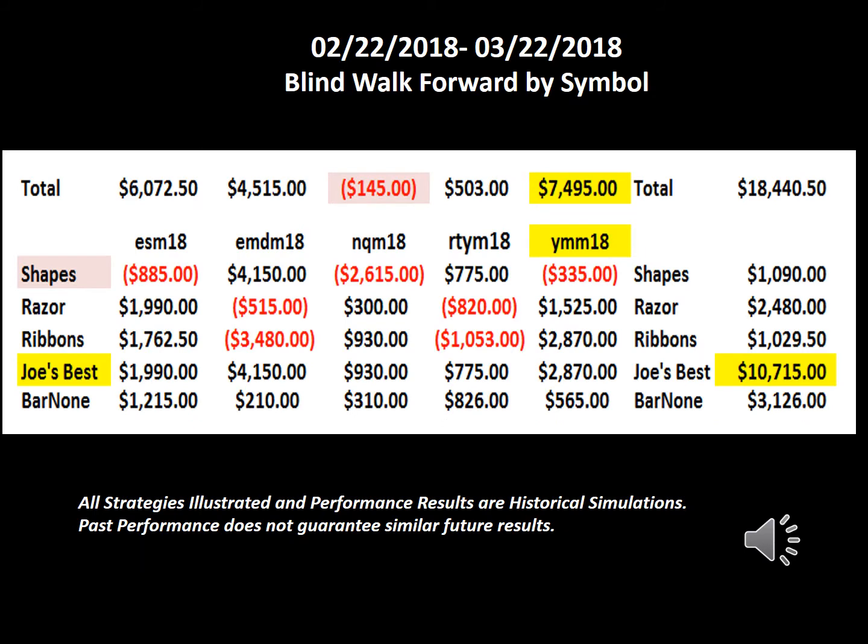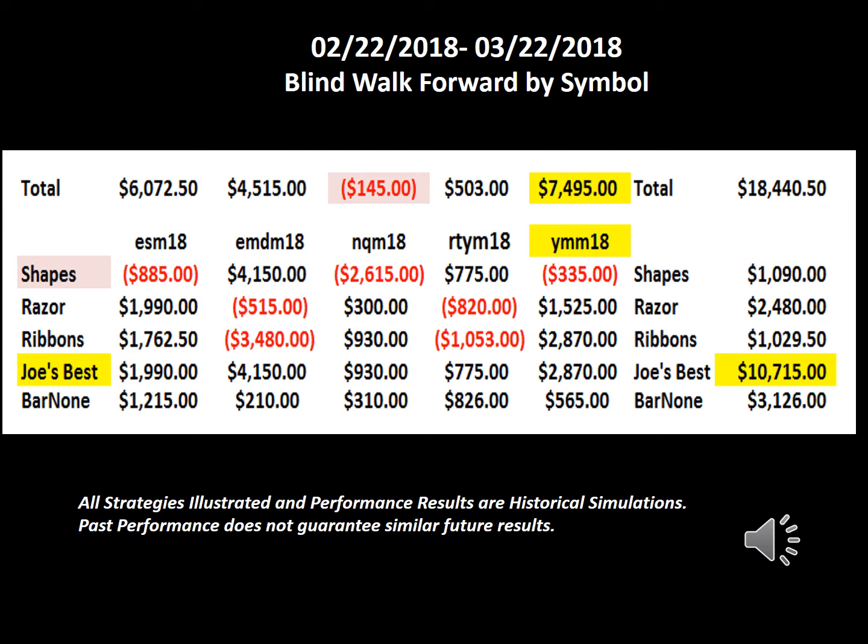I personally think this is the most important table that I present every month, and I'll just go through it in detail so you get a feel. Yellow's good, pink is bad, so you can see Shapes as a system, if you look at it, wasn't as good as other systems. It had 3 of the 5 would have been losing. You would have only won on 2 of the markets, and that's why I picked it as kind of bad.